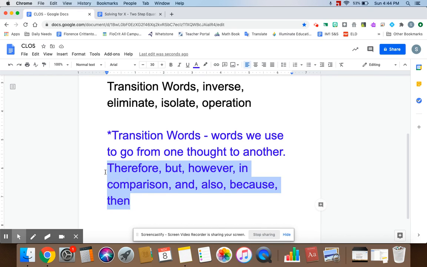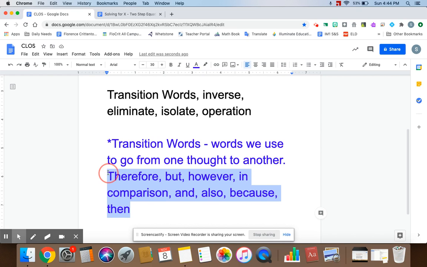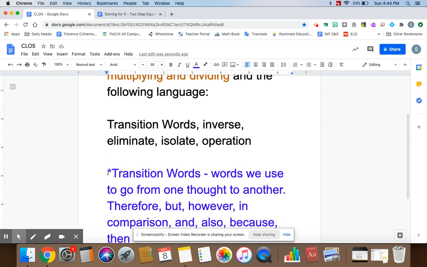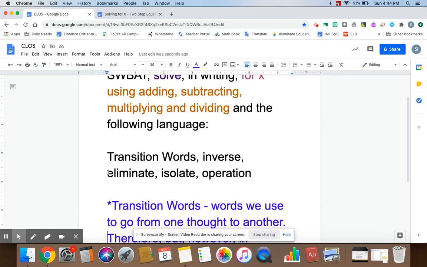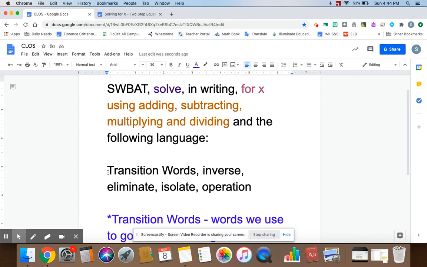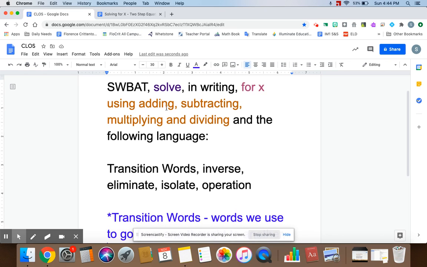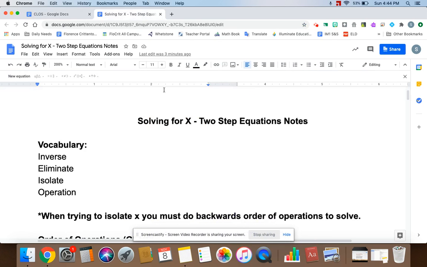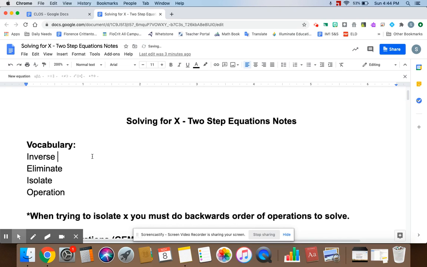So these are all different types of transition words that you're going to try to use to explain later on what you learned how to do in this lesson. So first, in your own words, what do you think you're going to learn how to do in this lesson? All right, so we'll start with the vocabulary words. A lot of these you already know, so go ahead and tell me what is an inverse.